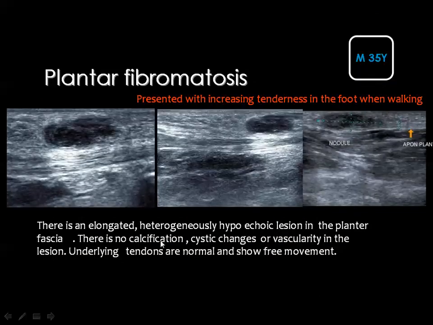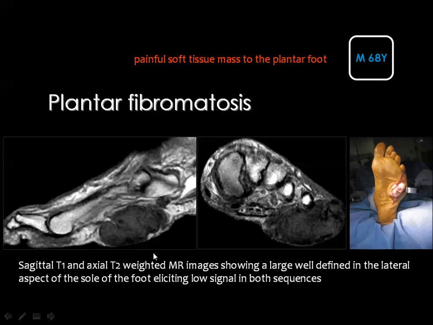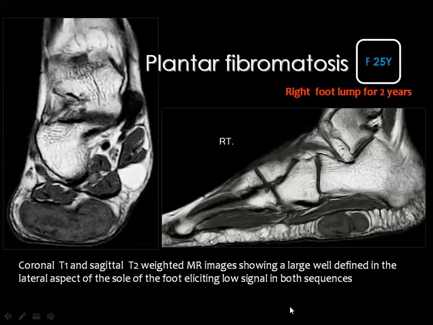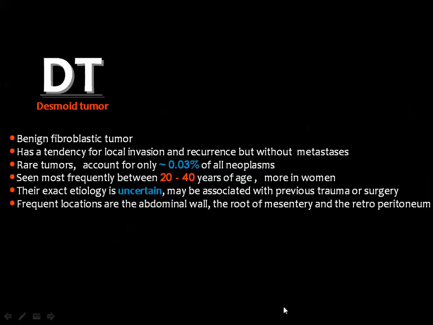And this is the plantar fibromatosis showing the hypoechogenicity of the lesion. And by MRI, you see the lesion is more or less well defined with low signal and is located in the plantar aspect of the foot. And this is another example. In AC, the lesion is located in the subcutaneous fat superficial to the plantar fascia, and it shows low signal intensity.